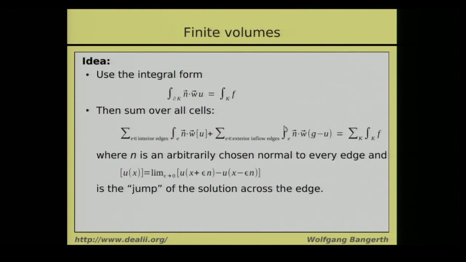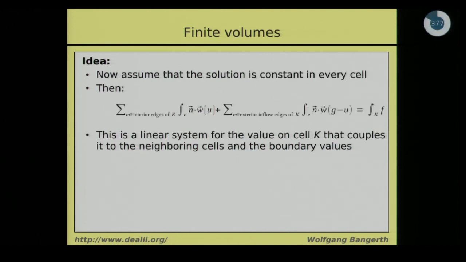So this is the basic formulation for finite volumes, and then what I'm going to do is assume that the solution is constant on every cell. Then this jump here is going to be the value in this cell minus the value of the neighboring cell, and essentially this gives me a linear system that relates the values here on every cell to the values on the neighboring cells. In much the same way as, let's say, in finite elements, it gives me a system that connects the values at every node with the neighboring nodes.